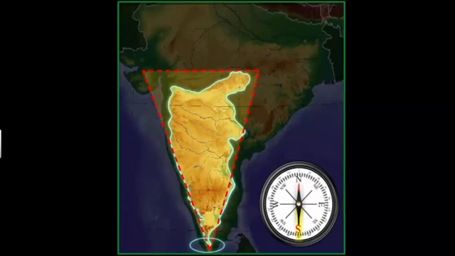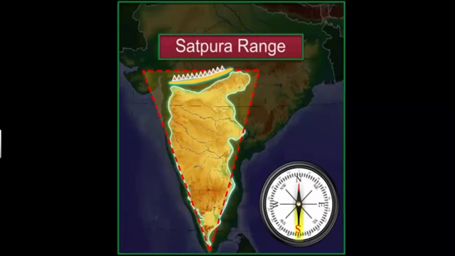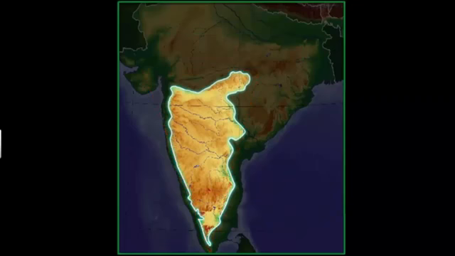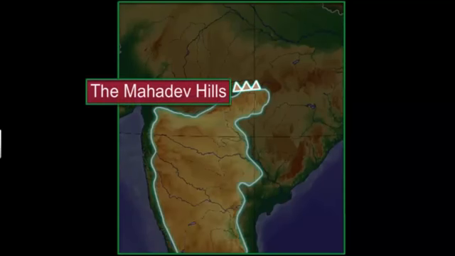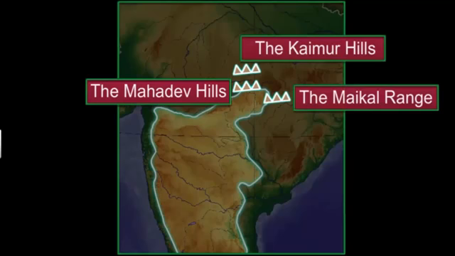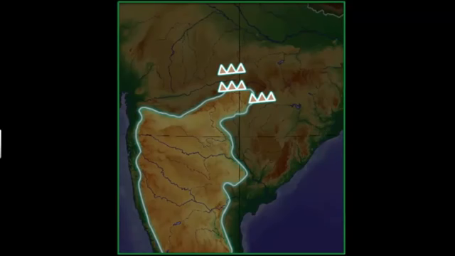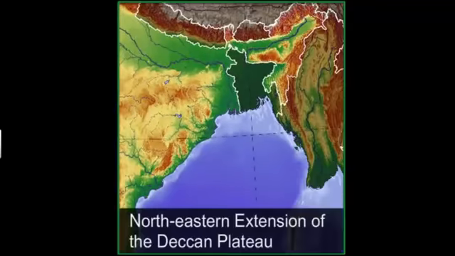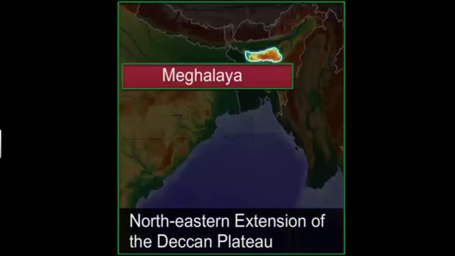The Satpura range borders this base in the north. On its eastern side, it has the Mahadev Hills, the Kaimur Hills, and the Maikal Range. The Deccan Plateau is higher in the west and slopes gently eastwards. In the northeast is an extension of the plateau, called the Meghalaya and Karbi Anglong Plateau.